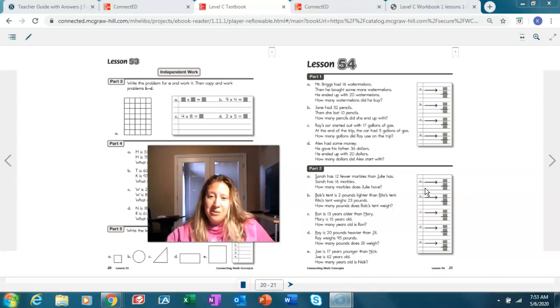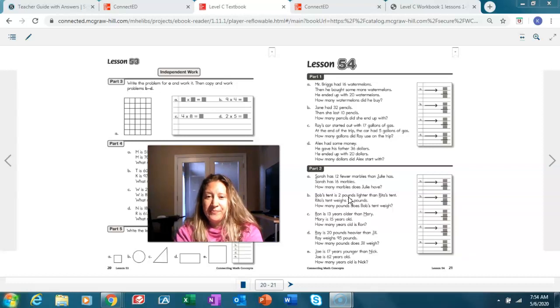Touch problem B. Listen. Bob's tent is 2 pounds lighter than Rita's tent. Rita's tent weighs 23 pounds. How many pounds does Bob's tent weigh? Find the sentence that tells how many more or less. Sentence 1. Find the number that tells how many more or less. 2. Add that to the family.